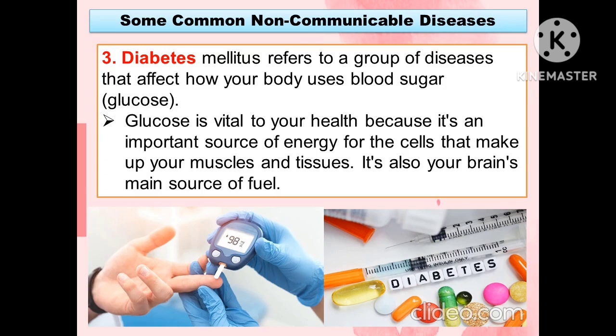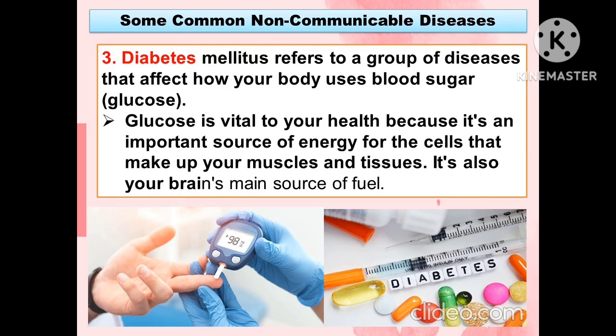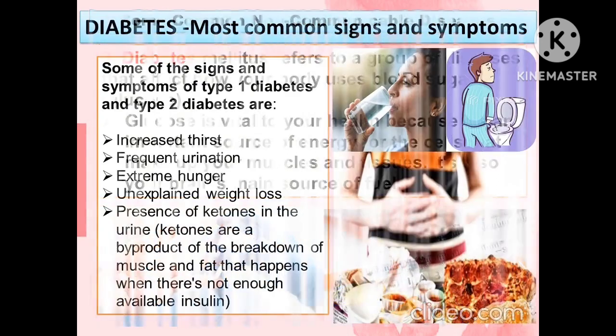Another common non-communicable disease is diabetes. Diabetes mellitus refers to a group of diseases that affect how your body uses blood sugar, or glucose. Glucose is vital to your health because it's an important source of energy for the cells that make up your muscles and tissues. It's also your brain's main source of fuel.